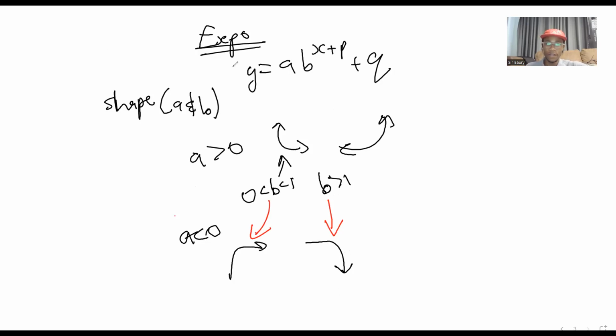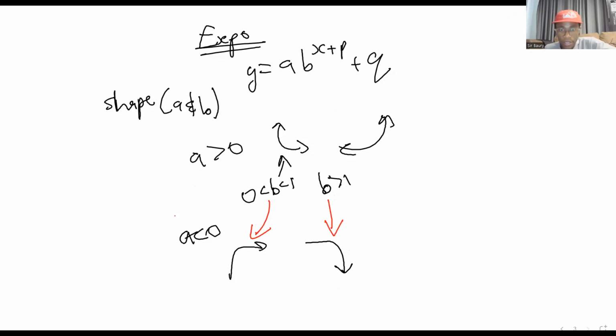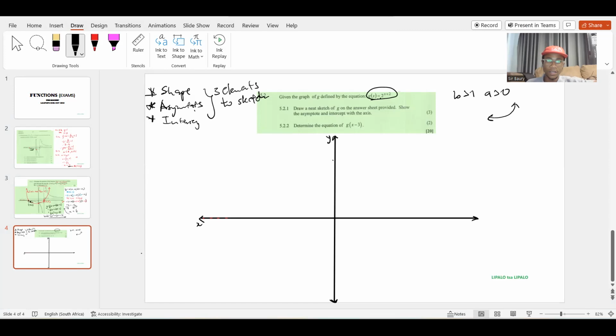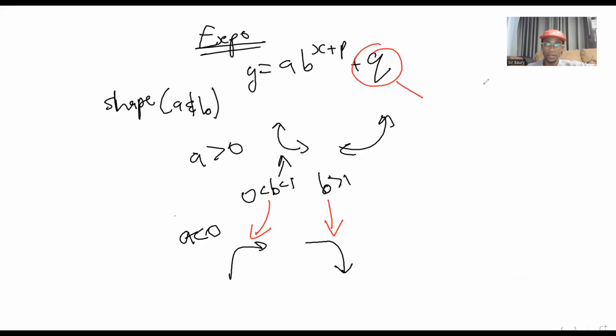Good. So in the question that we have, we're going to look at the given equation. You are given b greater than 1 and a greater than 0, positive. So this is the shape that I have. I've written the shape. Then I come to the asymptote. The asymptote is given by, here is the asymptote. We only have one asymptote, which is this one. It is the horizontal asymptote.